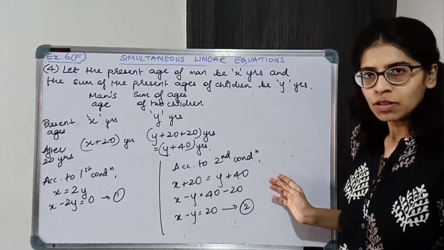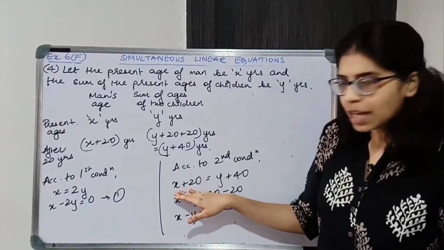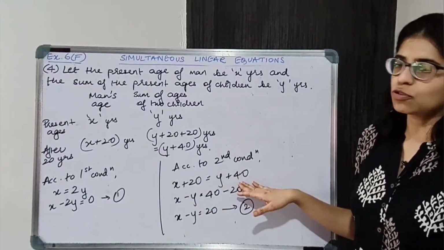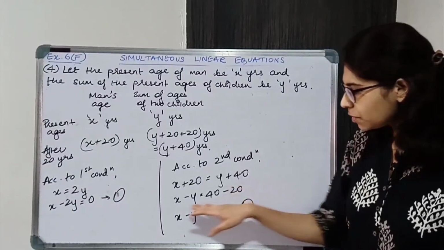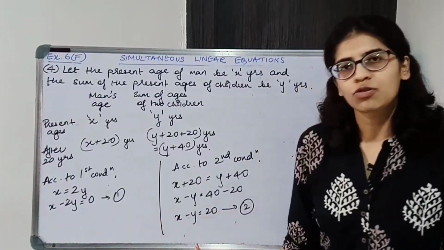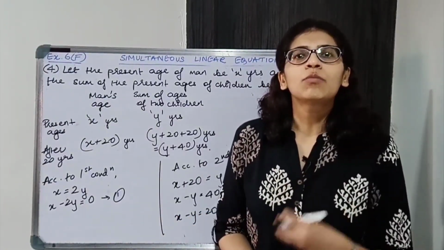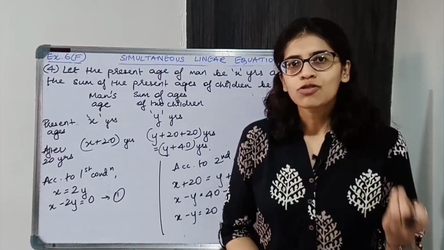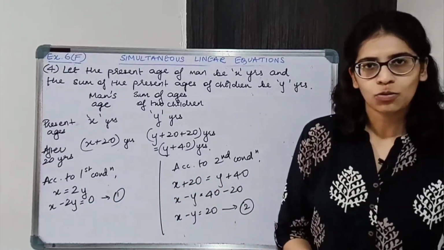Second condition, you are told that after 20 years the man's age will be equal to the sum of the ages of his children. What will be the sum of the ages of his children? This. So solve this and you will get another linear equation. We just have to solve these two and find the value of x. Over here we are not asked the sum of the ages of the children. We are just asked the age of the man. So the age of the man will be x years, so we just have to find the value of x over here.